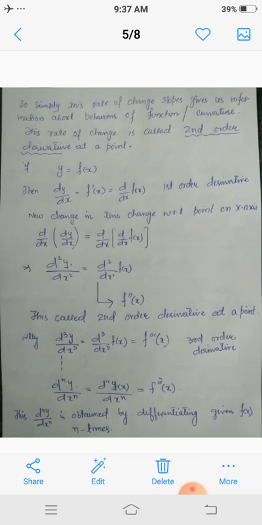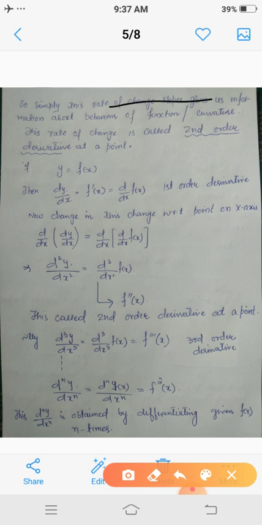So simply we can say that this rate of change of the slope gives us information about the behavior of the curve, or about the behavior of the function, that is simply called the curvature. Now this rate of change of the slope with respect to the point on the x-axis is called the second order derivative at that point.